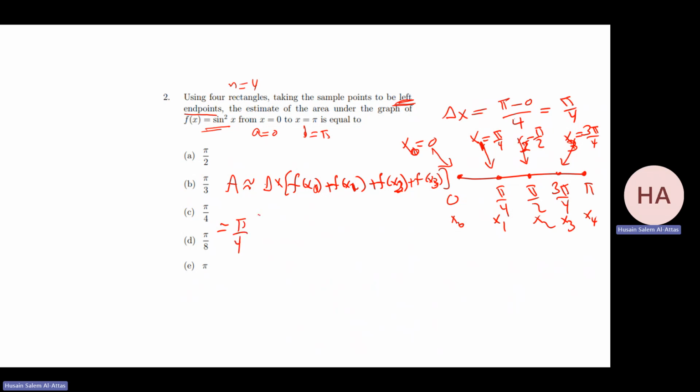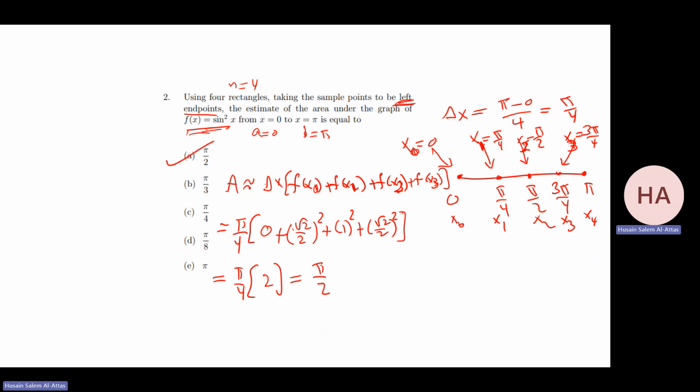So that will be pi over 4 times f of x0, plus f of x1, plus f of x2, plus f of x3. This is my function, so sine squared 0, which is 0. Now sine pi over 4 is square root 2 over 2, or 1 over square root 2, squared. Plus, with pi over 2, it will be 1 squared. 3 pi over 4, it will be the same thing, root 2 over 2 squared. And the last, plus 0, this will be the end. So that will be pi over 4 times what? Root 2 over 2 squared is half. Half plus half, 1 plus 1, that will be 2. So that will be pi over 2, which is this answer.